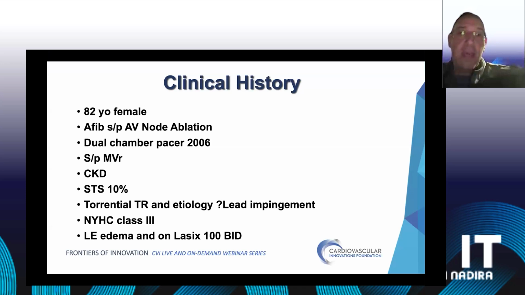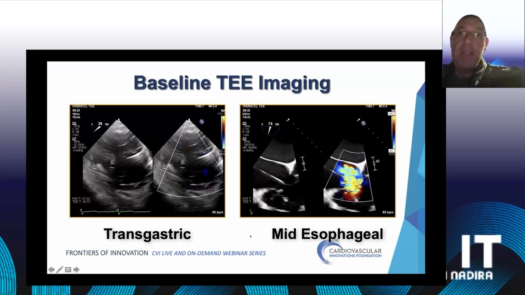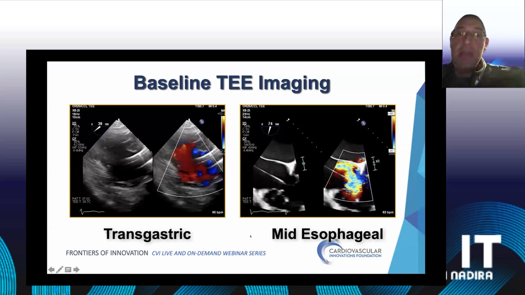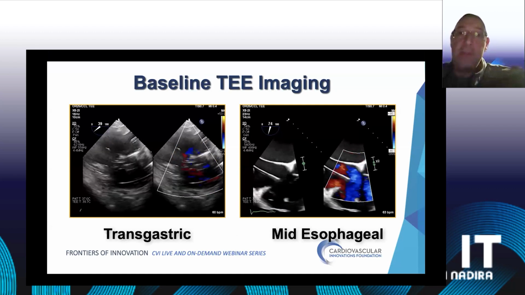And this is a case that is an 82-year-old female, AFib. She had AV nodal ablation. She's pacemaker dependent, dual chamber pacemaker. She has sternotomy for an MVR. She has CKD. Her STS is 10. She had torrential TR, probably lead induced. She's on a hefty dose of diuretic, and her lead was put in 2006. So at this point, it's almost 20 years old. So go next, and this is her TR. Torrential, massive, whatever you want to call it. The lead is impinging on the septal leaflet, and go next.